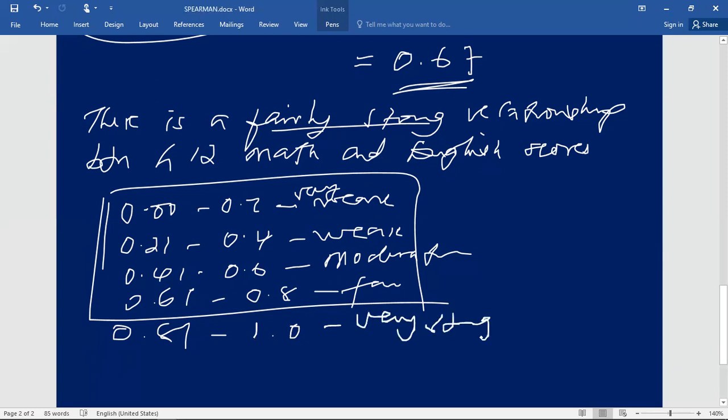So we are here, which is a fairly strong relationship. So there's a fairly strong relationship between math and English scores in a given grade 12 class.